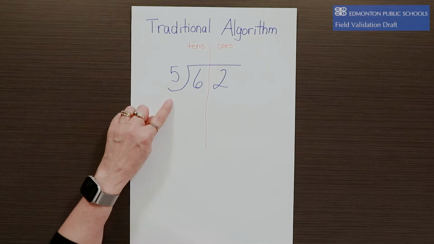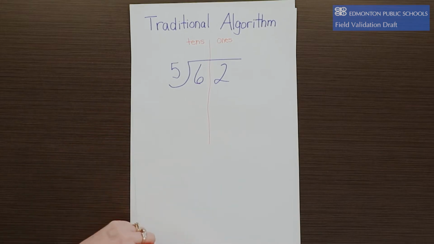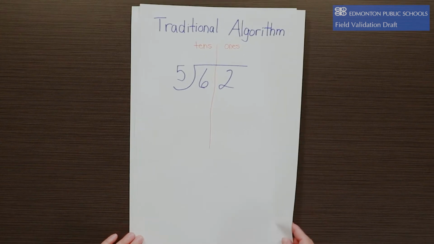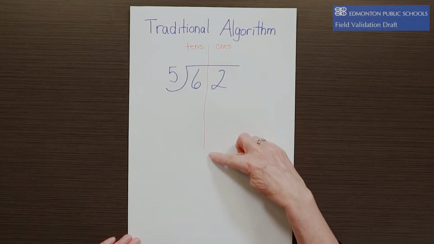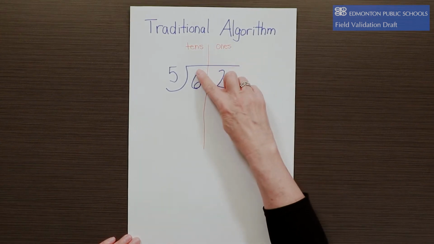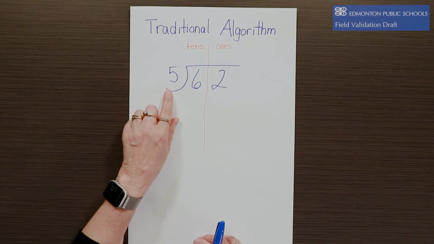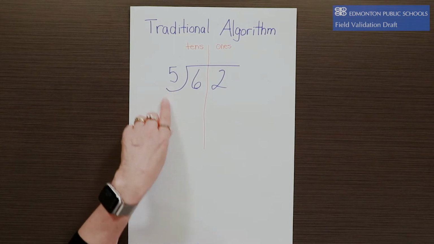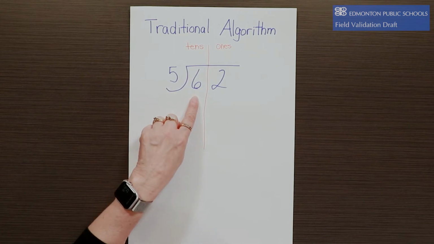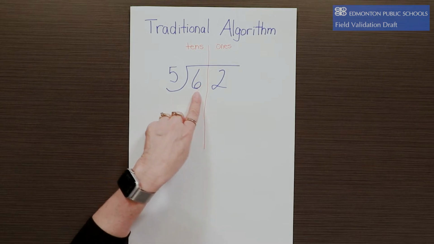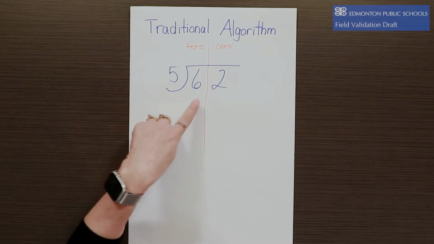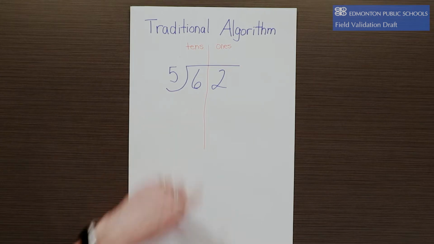I've used the division sign and set up my problem, and then I have thought of the ones place value and the tens place value. So as I divide, it's important that we record our answers in the proper place value. So I'm going to think to myself, how many groups of 5 can I put into 60? So it's 6 tenths. How many 5s can be divided into 6 tenths?